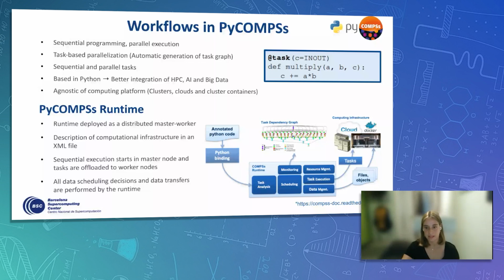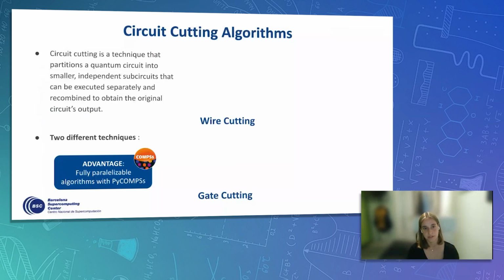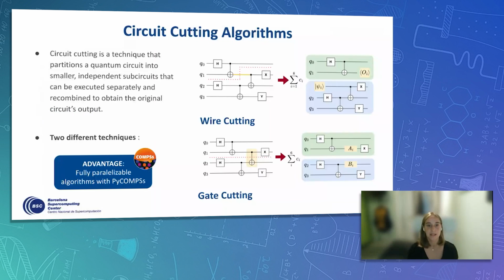One important thing is the task dependency graph that we see in the diagram. Every node of this diagram represents a task, and all the tasks that are arranged like a tree can run in parallel, and that's going to be important in our case because we'll see how we do it in Qdislib. Basically, this diagram explains in a little more detail how PyCOMPSs is in charge of doing all this orchestration. Then, going a little bit more into the theory detail, what are the circuit cutting algorithms?